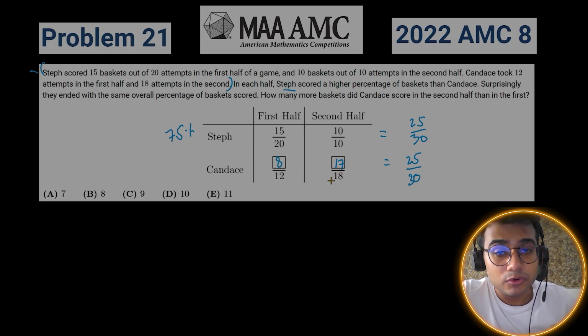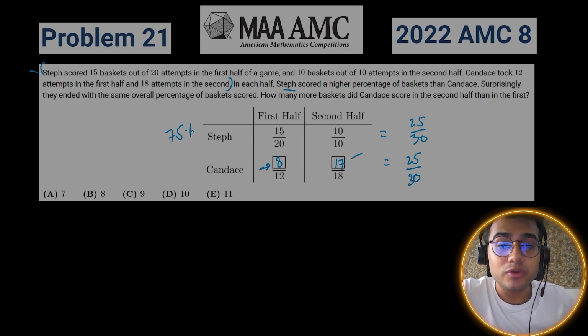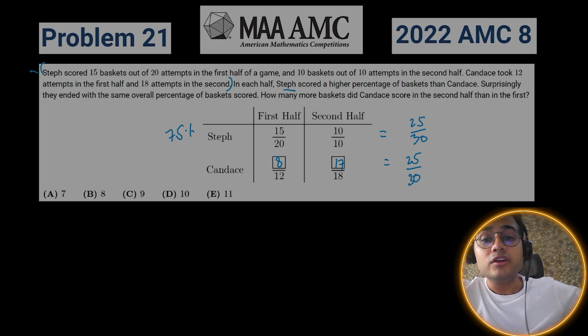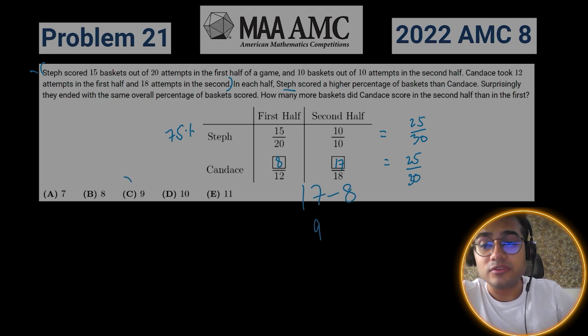So these are the two numbers. Again, if we decrease this by one more, then this would have to increase by one, and that will make it 100%. So that is actually the limit. This has to be 8 and this has to be 17. So how many more did Candice score in the second half than the first half? That's 17 minus 8, which is gonna be 9. So the answer is C.